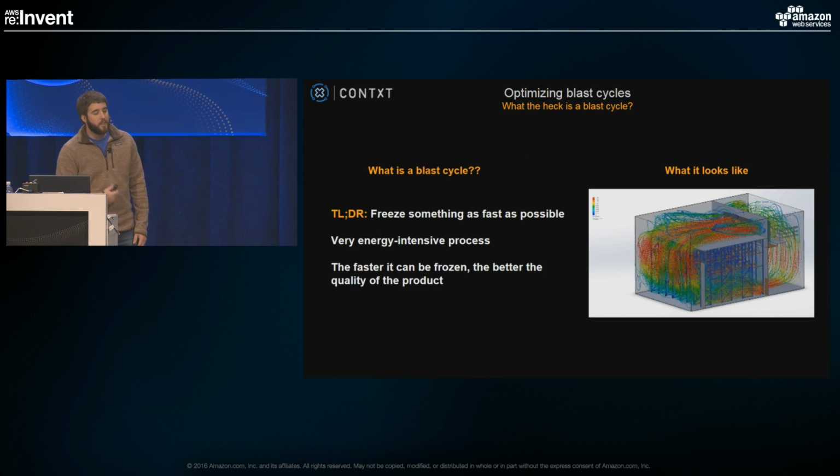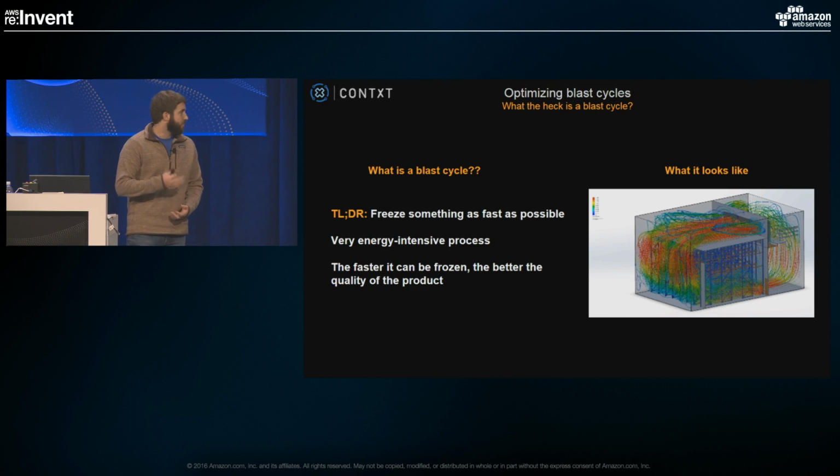So through this use case, essentially what we're going to be looking at is a blast cycle. A blast freezer is essentially you're freezing something as fast as you possibly can, because the faster you freeze it, the better the quality is when you thaw it out. So it's a very energy-intensive process, and this is a picture of an analysis that the data team at Lineage Logistics did to visualize what exactly is going on.